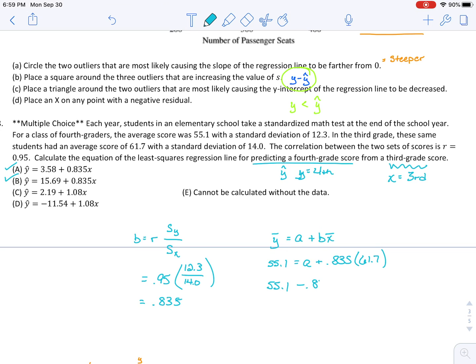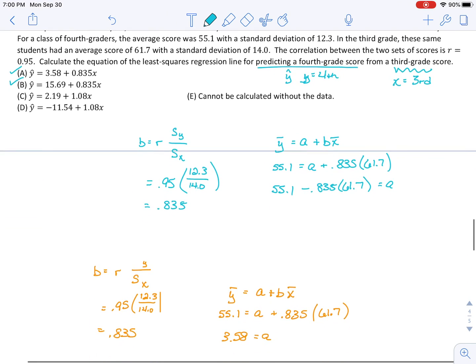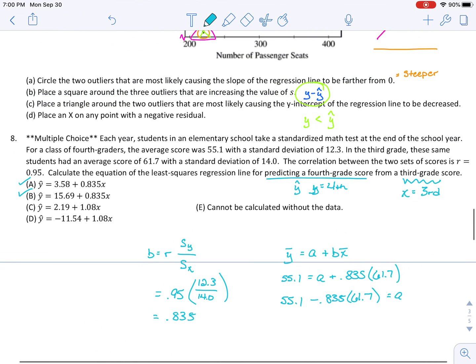I could have gone ahead and multiplied these, but you're going to end up subtracting 55.1 minus that product. And again, when I did it earlier, I got 3.58 for the y-intercept, which would mean when a 3rd grader got a 0, it's predicted that as a 4th grader they'll get a 3.58. So that means A would be our equation.